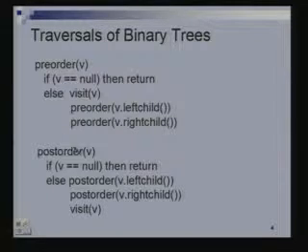And the difference between pre-order and post-order here is that visit now comes at the very end. First you do a post-order traversal on the left child, then you do a post-order traversal on the right child, and then eventually you do visit V.